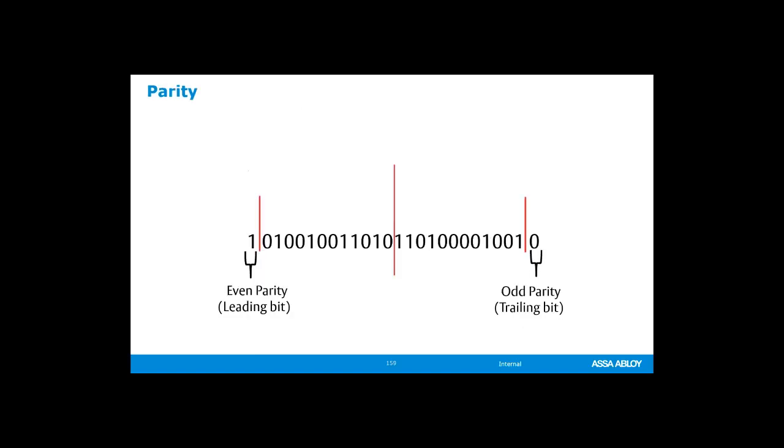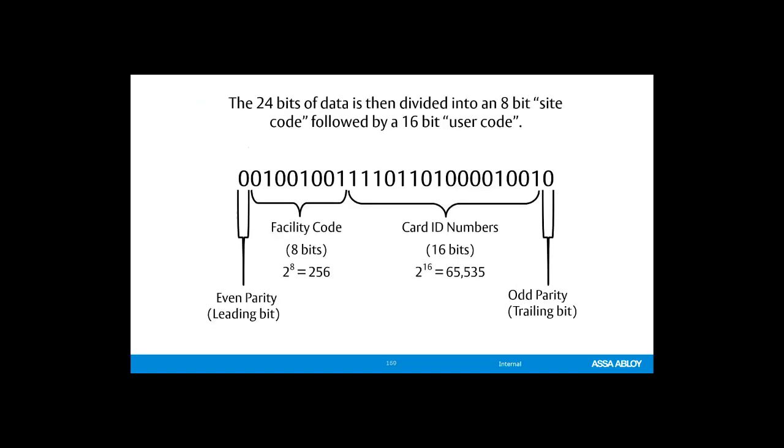In this example, you have 6 ones in the first 13 bits, and the leading parity is set to 1 or 0 to produce an even parity. The leading bit should be 0, which it is not, and therefore it identifies that we have a problem. For the second 13 bits, there are 5 ones, and since the trailing parity must be set to produce an odd number of ones, the trailing parity must be set to 0, which it is, and it is correct. So with a 26-bit format, the 24 bits of data remaining are 8 bits for the site code and 16 bits for the user code.